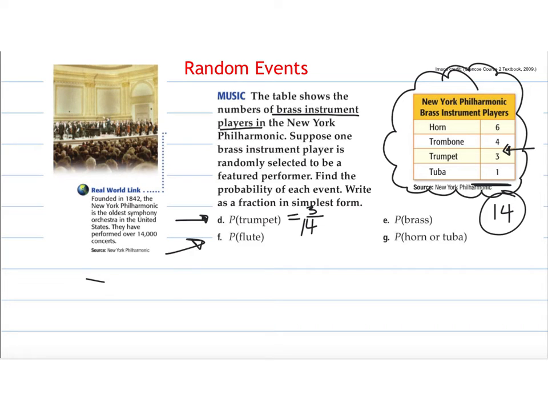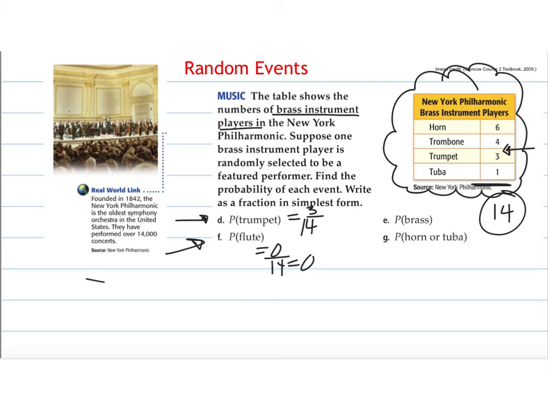The probability of picking a flute player, well, I can see that there's 0 flute players, so it would be 0 out of 14, which would just be 0. So that is an example of an impossible event, because if you're going to pick someone from this group, it is impossible to pick a flute player.